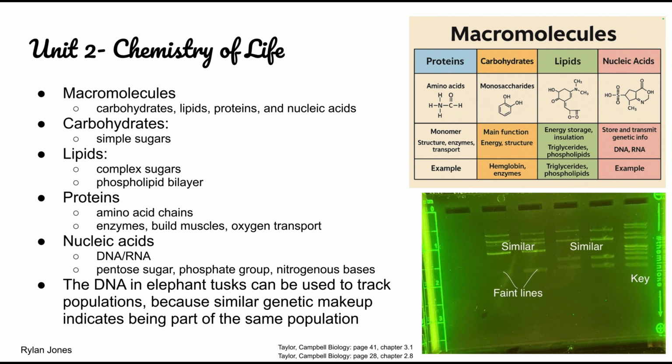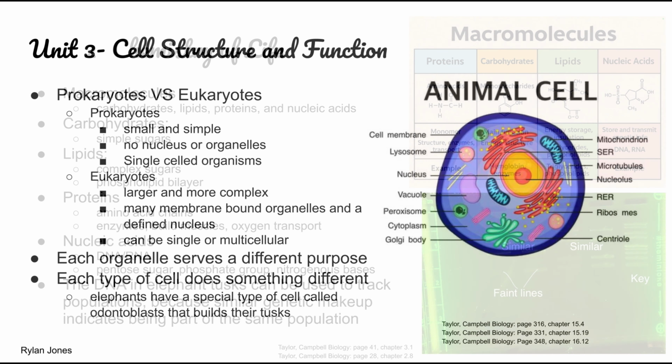The DNA in elephant tusks can be used to track populations because similar genetic makeup indicates being part of the same population, as seen in this gel electrophoresis model to the right, where the two similar groups of DNA come from the same populations of elephants.